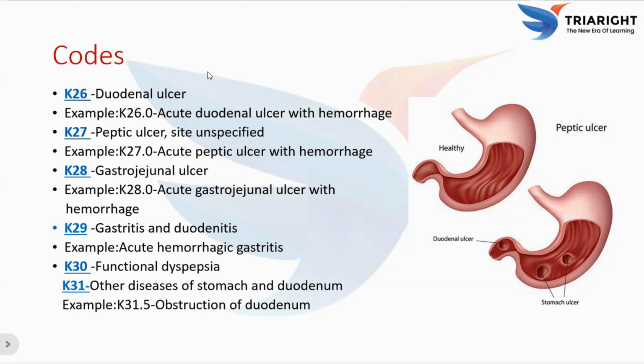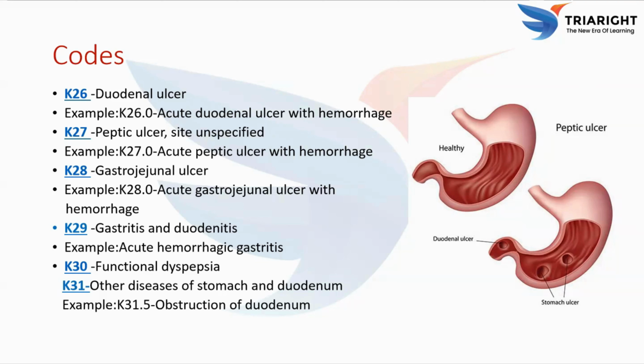And what are the common causes of these ulcers? Mainly acid, stress, or bacteria, right? So the K27 code denotes peptic ulcer, site unspecified. Whenever the site is unspecified for a peptic ulcer, the K27 codes must be assigned. For example, the K27.0 code denotes acute peptic ulcer with hemorrhage. So whenever the ulcer is confirmed but the exact location is not stated, whether stomach or duodenum, give this code.